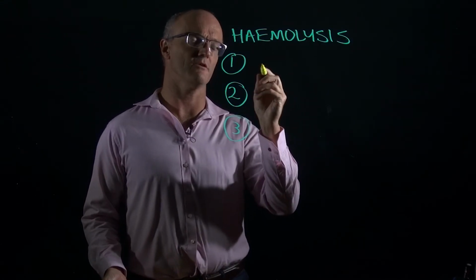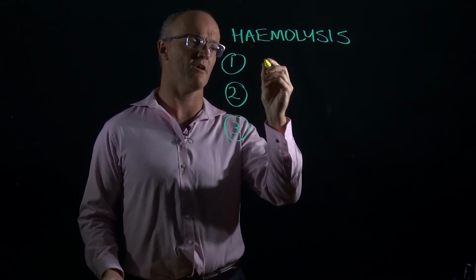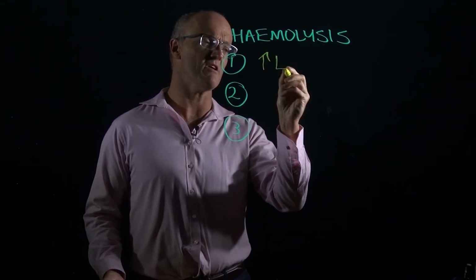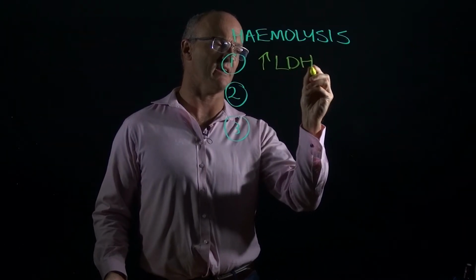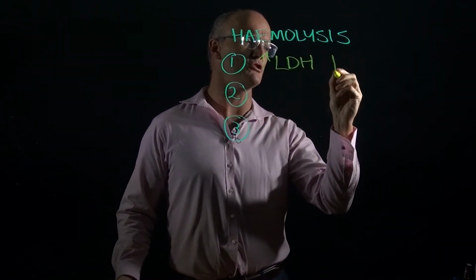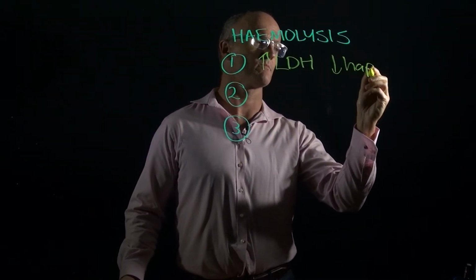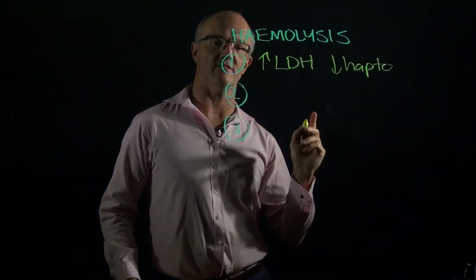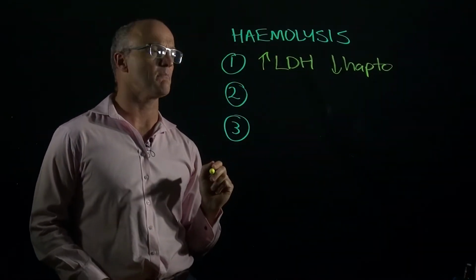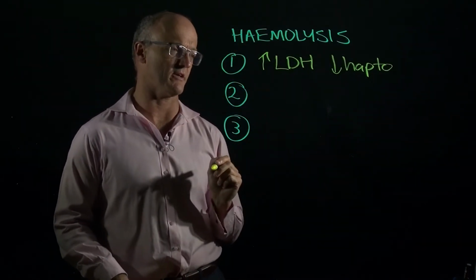To tell you this, you need a combination of biochemical tests, and the most specific is a raised LDH, lactate dehydrogenase, and a reduced haptoglobin. Now you may also see an increase in bilirubin and polychromasia or increase in reticulocytes.